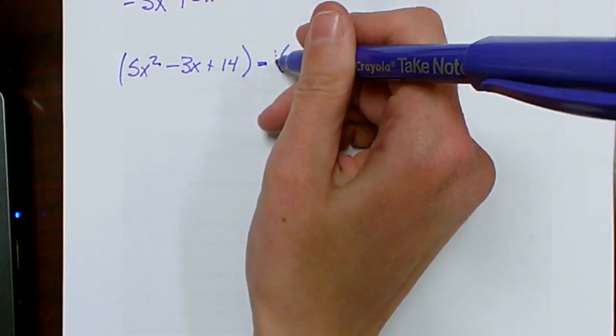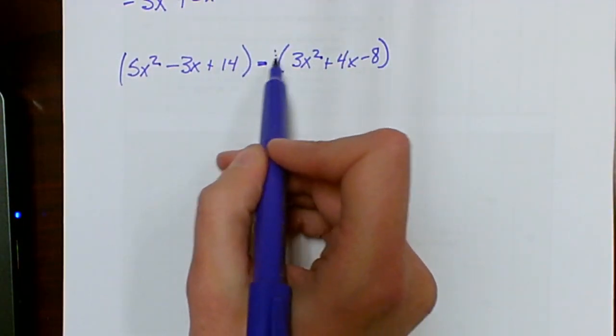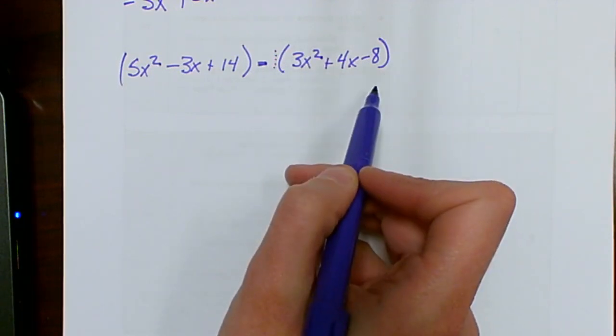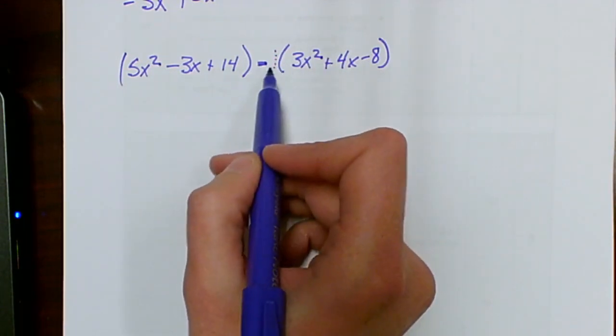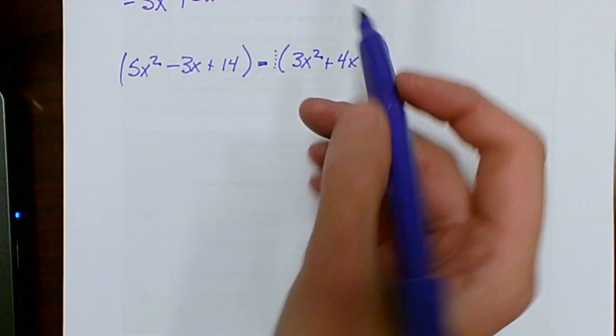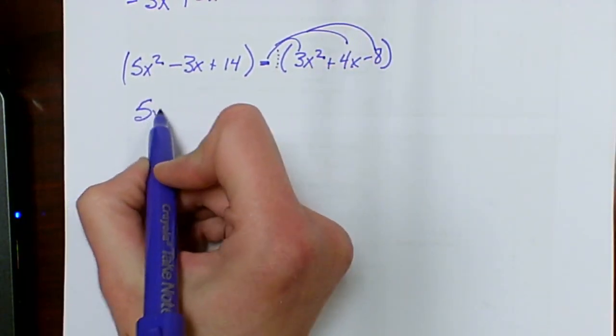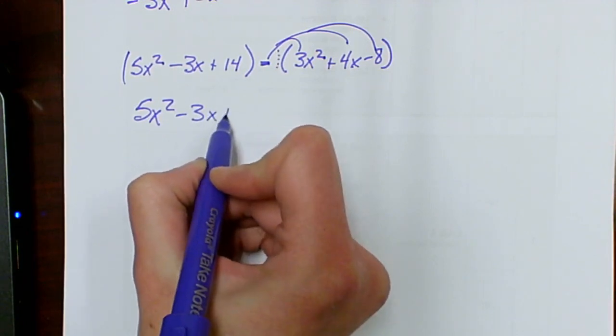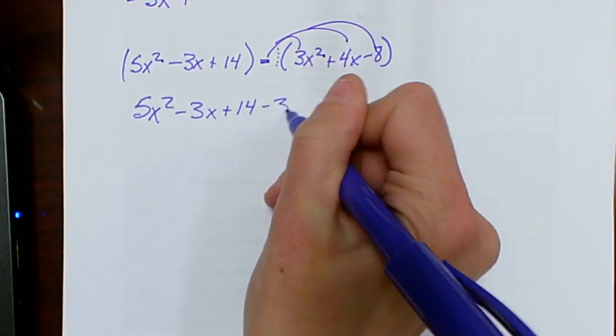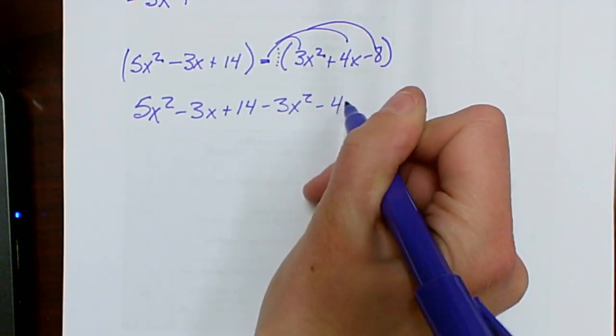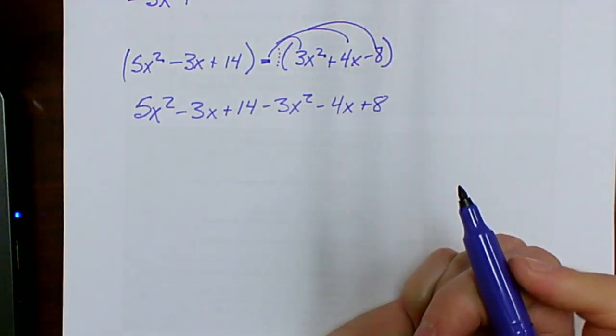So essentially we have a negative 1. I see this as a negative 1 times this whole quantity. Anytime you see a negative or a subtraction sign in front of the parentheses, distribute that through, because then you can add like terms and not make too many mistakes.